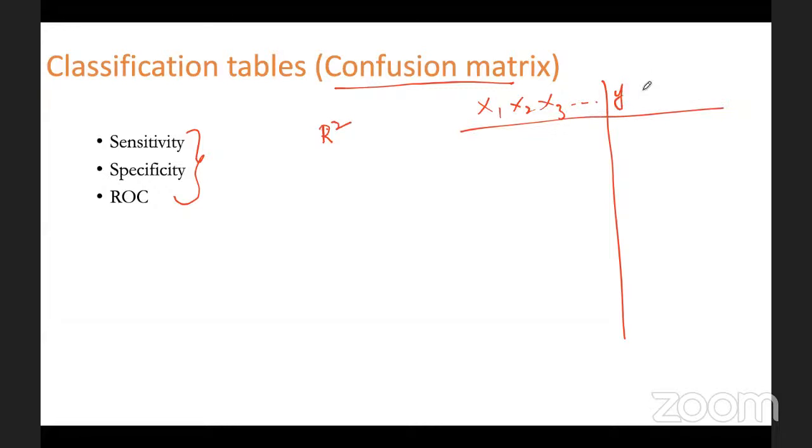And this is my y. And here we have y hat. Y hat is the predicted value using the logistic regression for given data.